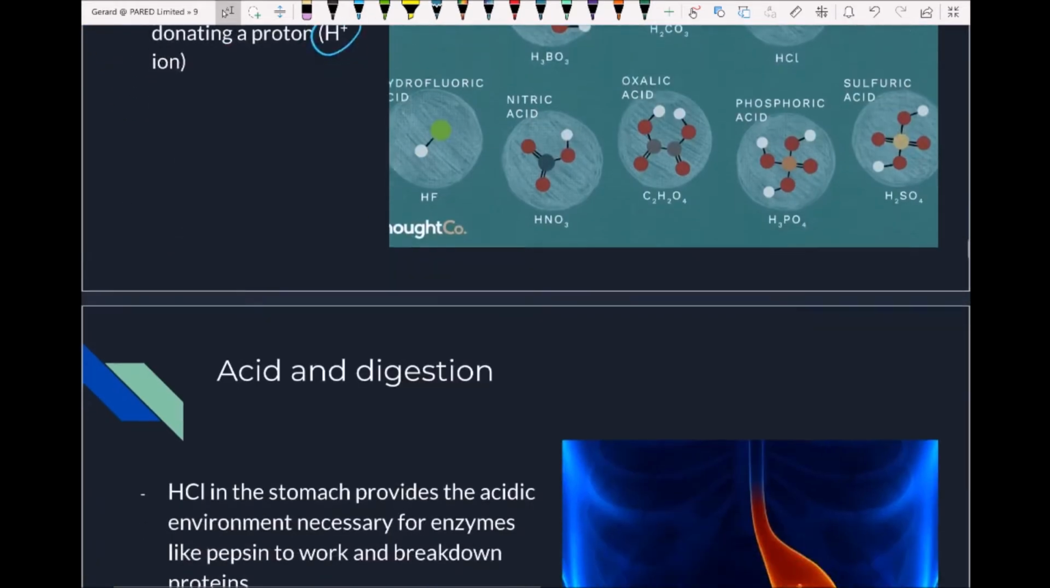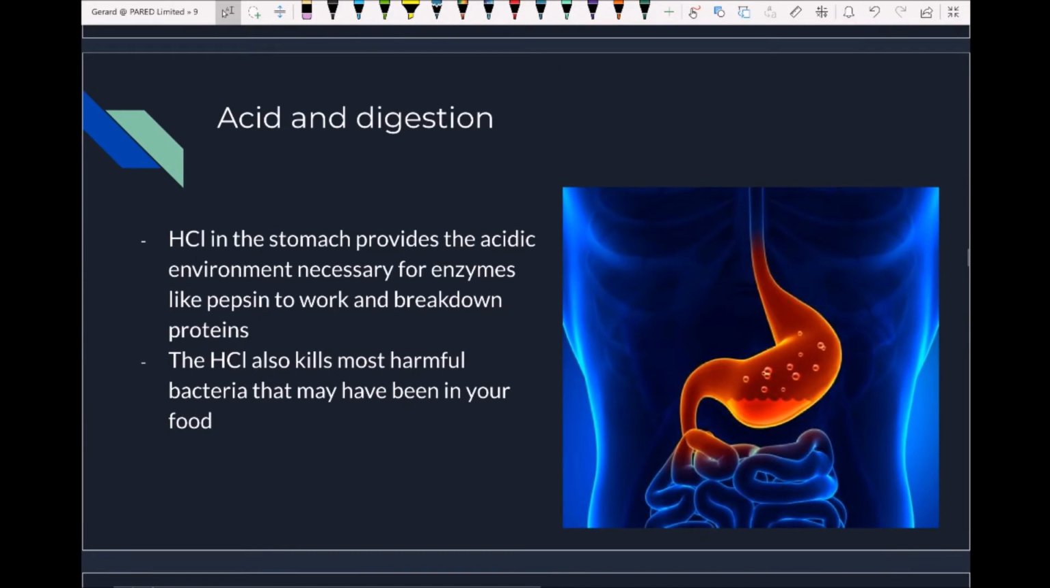Okay, so acids and digestion. Hydrochloric acid in your stomach provides the acidic environment that's necessary for enzymes like pepsin to break down proteins. The hydrochloric acid also kills most of the harmful bacteria that you might have in your food. It doesn't kill all of it though, so there are types of bacteria like salmonella that will still survive in that environment.